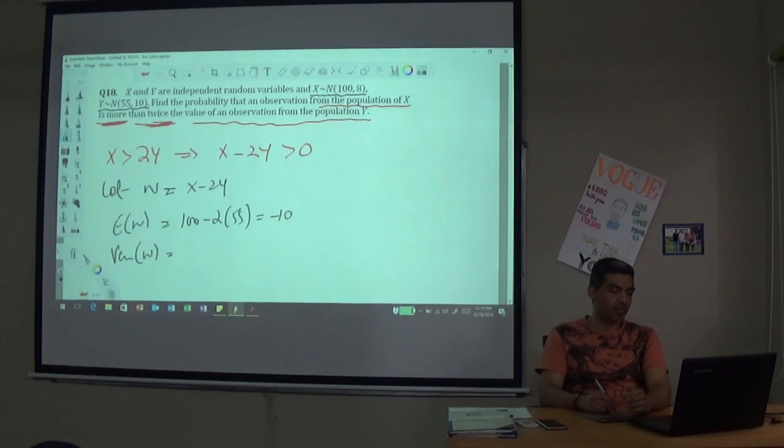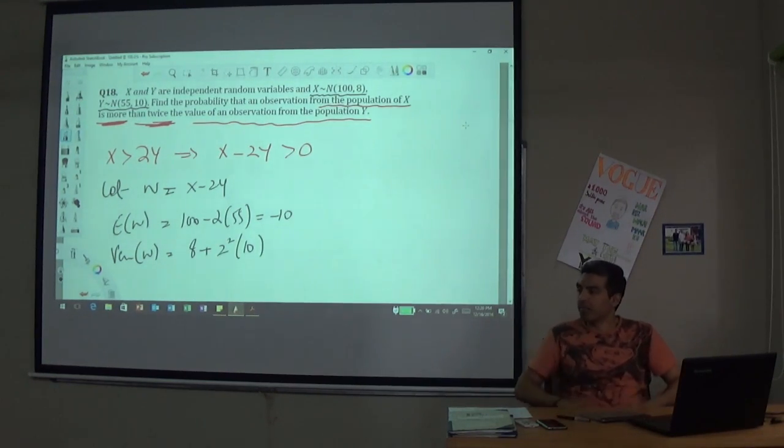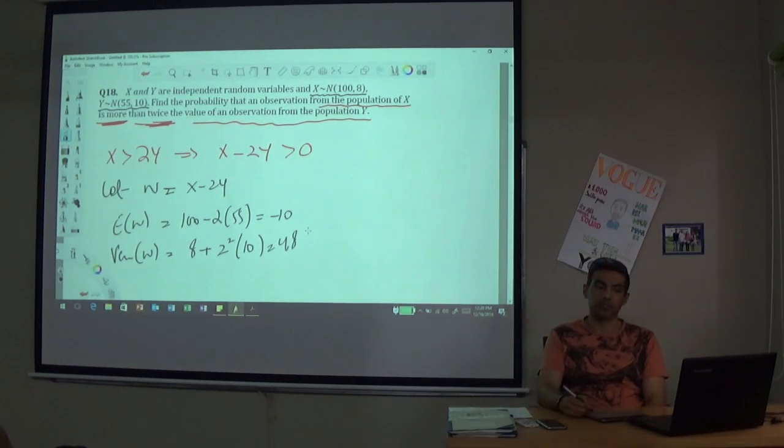Negative 10. And variance would be 8 plus 2 square times 10. Remember, the multiple goes outside in squares and then multiplies. We've already discussed this. So this is 48. So the variance is 48. So we'd say W also follows a normal distribution with mean minus 10 and variance 48. Right?